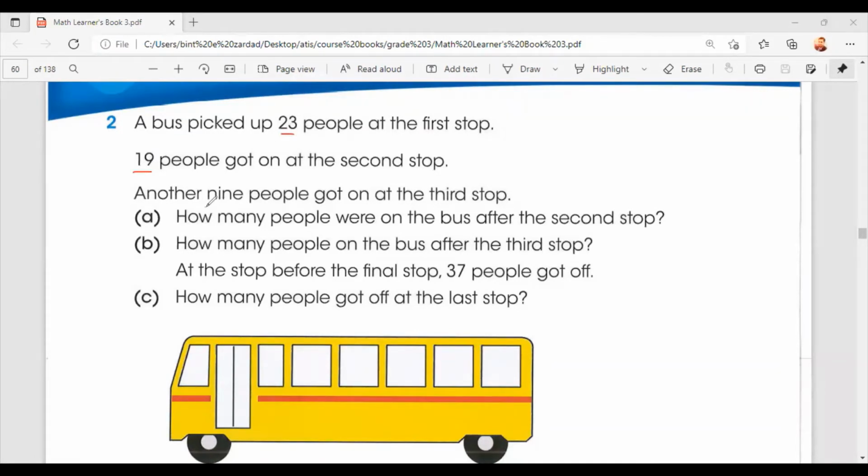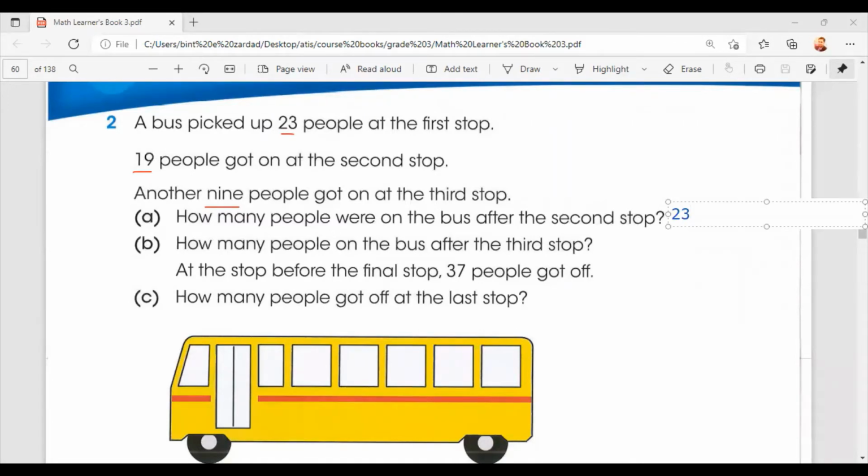Okay, the question is, how many people were on the bus after the second stop? So we are not considering the third. 23 plus 19, because 19 people got on at the second stop. So we need to add it. 23 plus 19.